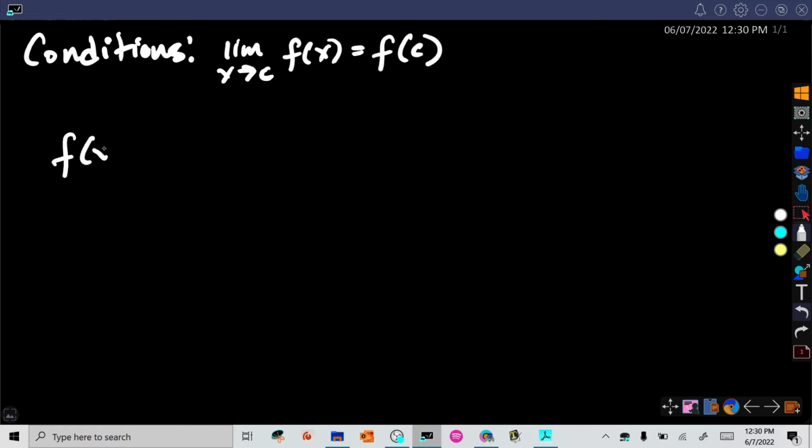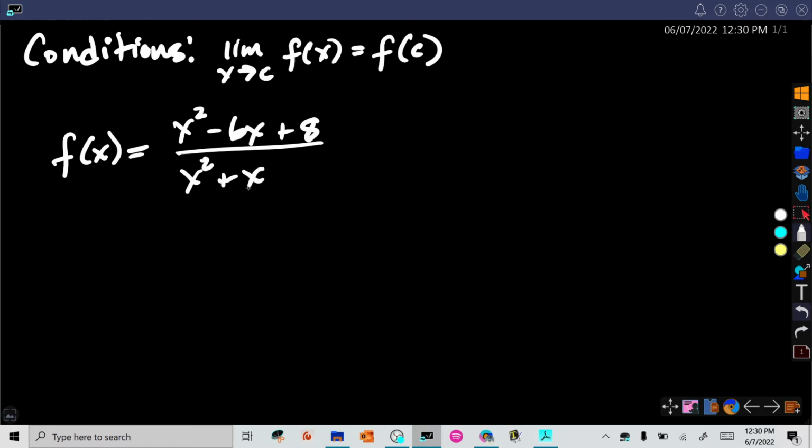So let's go ahead and look at this. Suppose I've got f of x is equal to x squared minus 6x plus 8 divided by x squared plus x minus 20. And my whiteboard is being very, very laggy right now.